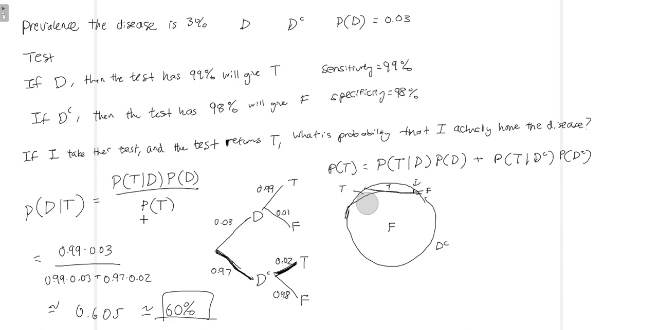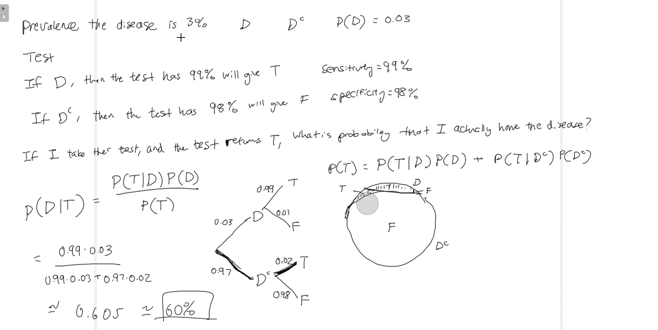So what we're looking for is the probability that I'm in D if I'm true. So this is the total area for tests that return true. What is the probability of me being within D over this? And now you can see that it's about 60%. So graphically, this can provide some visual intuition as to why this number, 60, is so far from this 98%.